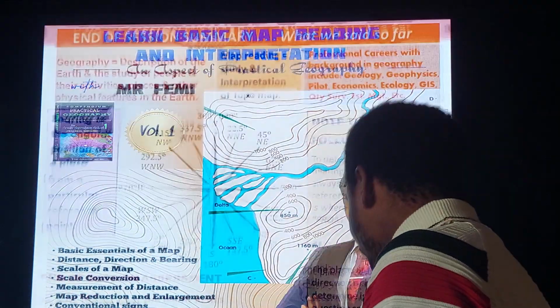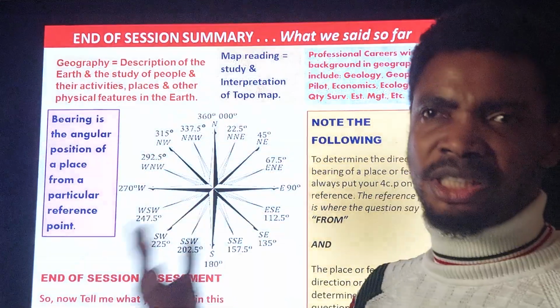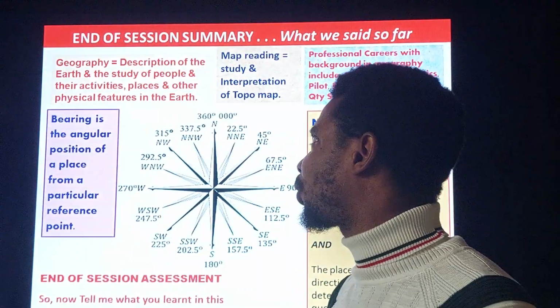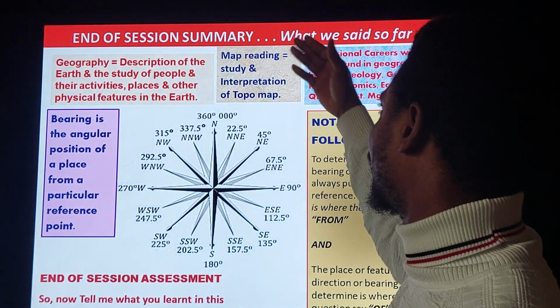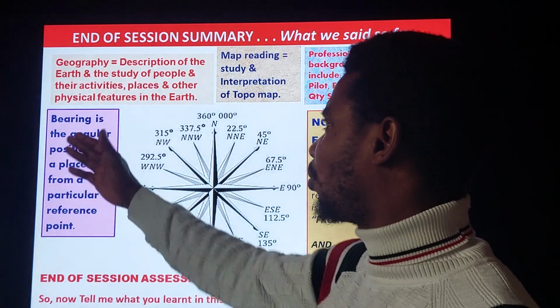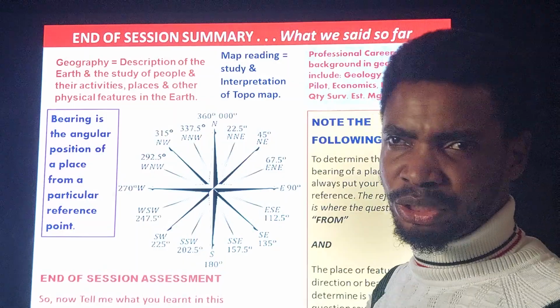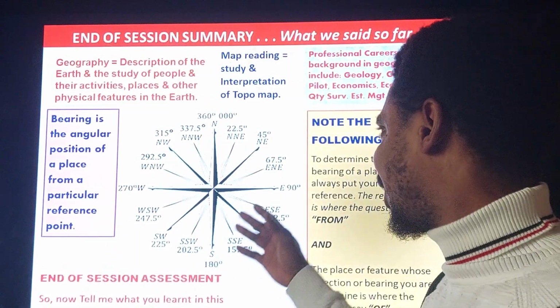Okay, so by way of recapitulation, I want to recap what we said in the last class. In the last episode, we were able to define what is geography. We look at the meaning of map reading. We also look at what exactly is bearing. We look at the cardinal points. We look at the 4 cardinal points. We look at the 8 cardinal point and the 16 cardinal point.